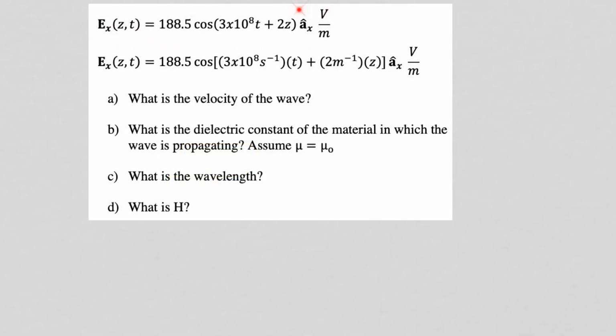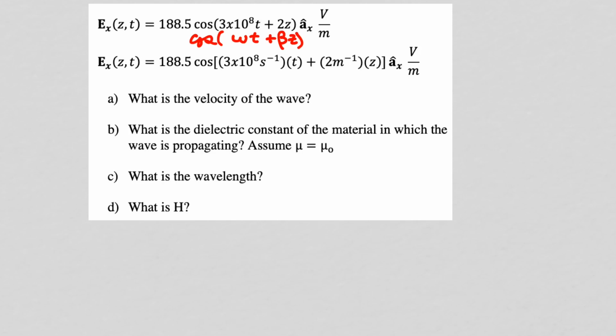You're given this equation and you're asked, what is the velocity of the wave? So the first thing, you have to look at that and say, yes, this describes a propagating wave. And you see that from this argument here, which is of the form omega t plus beta z.